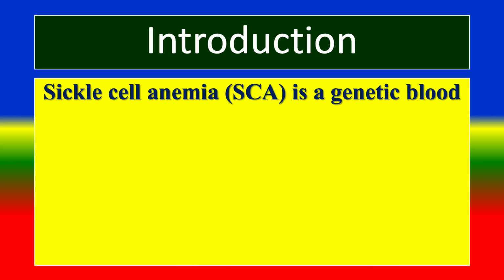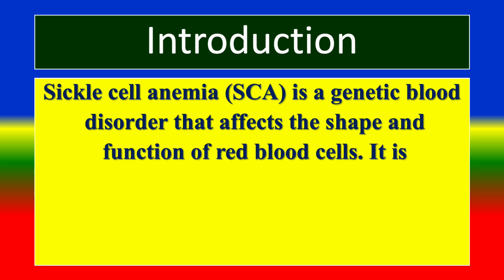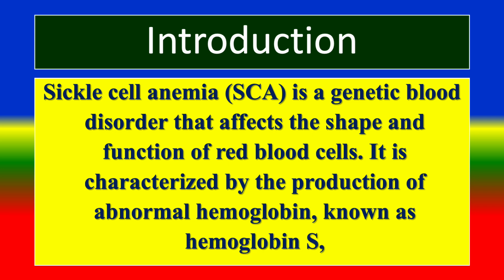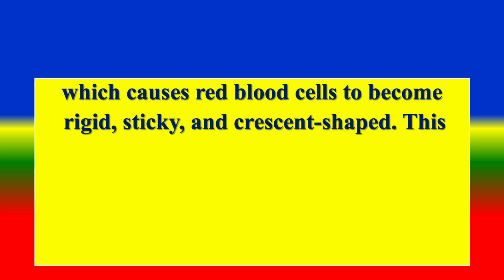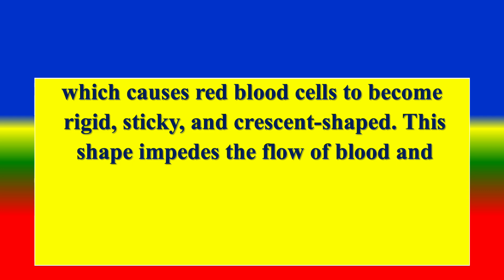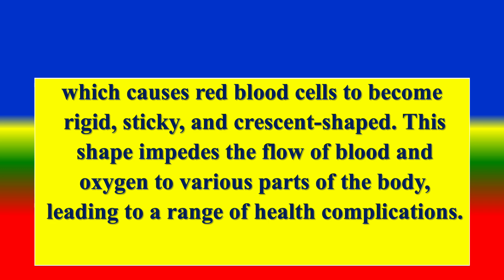Introduction. Sickle cell anemia is a genetic blood disorder that affects the shape and function of red blood cells. It is characterized by the production of abnormal hemoglobin known as hemoglobin S, which causes red blood cells to become rigid, sticky, and crescent shaped. This shape impedes the flow of blood and oxygen to various parts of the body, leading to a range of health complications.